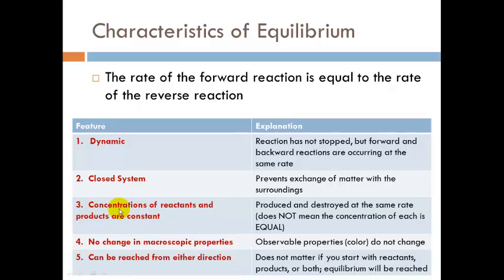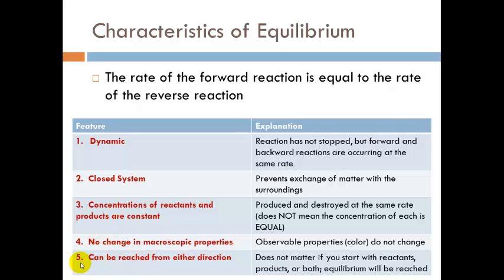The concentration of the reactants and the products stay the same, even though the reactants are turning into products and the products are turning back into reactants. Because you have that both ways, the concentration actually stays the same. There's no change in the macroscopic properties, meaning that the things you can see do not change. For example, color will not be changing if it's at equilibrium.